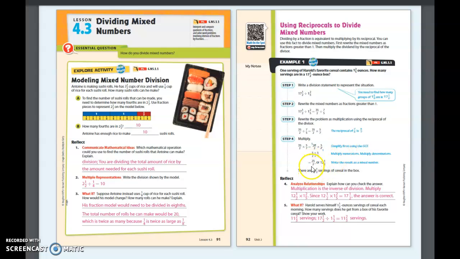So 25/2, or I can rewrite it now as a mixed number again. That would be 12 1/2 servings. So that is how many servings there are going to be in that cereal box.